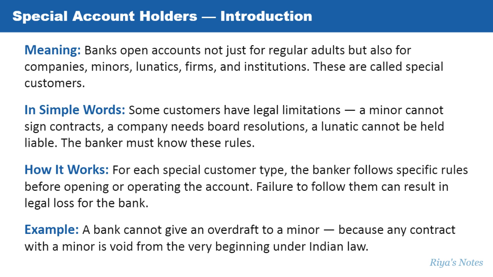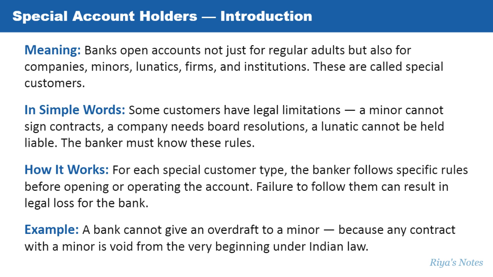Special account holders. Introduction. Meaning, banks open accounts not just for regular adults, but also for companies, minors, lunatics, firms, and institutions. These are called special customers. In simple words, some customers have legal limitations. A minor cannot sign contracts. A company needs board resolutions. A lunatic cannot be held liable. The banker must know these rules.